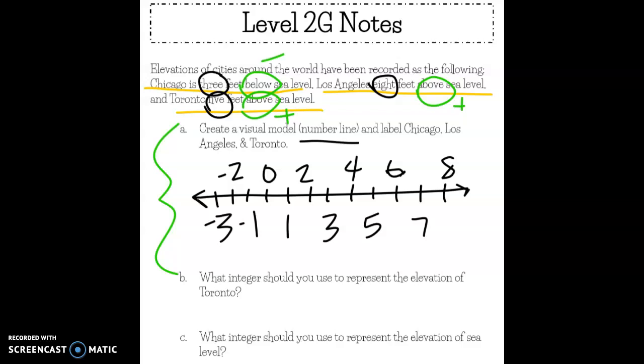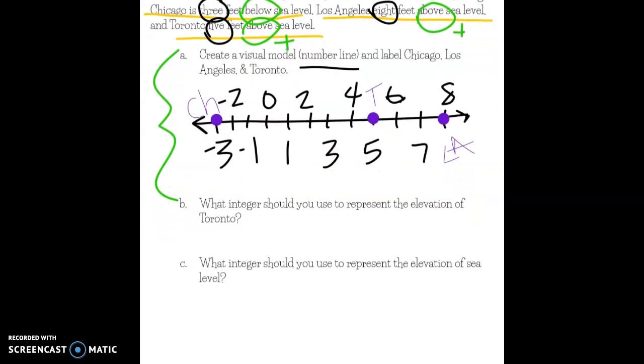I'm then going to start labeling. Chicago is located at 3 below sea level, so I'm going to put a plot on negative 3. Los Angeles is 8 feet above sea level, so I'm going to put a plot on above sea level at positive 8. I then have one more at 5 above sea level, so I'm going to put a plot on 5. I then want to make sure I go back and label these. So I'm going to label these as Chicago with a CH, Toronto maybe with a T, and Los Angeles with an LA.